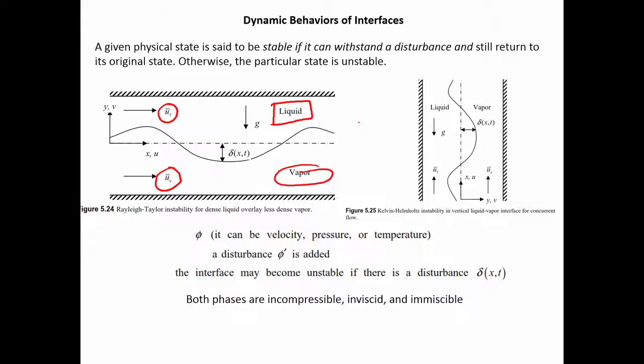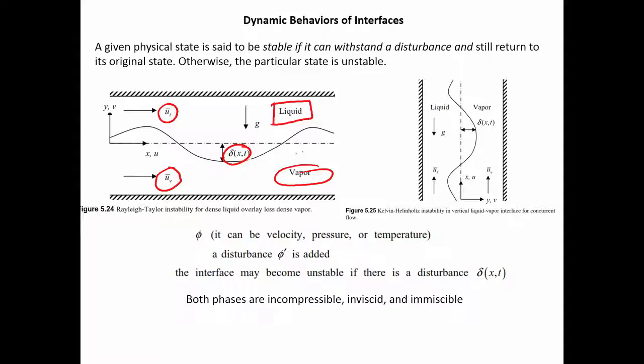Let us not talk about evaporation for the time being. Let us keep this problem very simple. The physical state of this interface is said to be stable if it can withstand a disturbance and return to its original state. If this is the interface and I perturb it, creating a perturbation delta, you can consider it like a string that I clip a part of, so it will naturally oscillate. If this oscillation dies down and it returns to its original flat configuration, then we call this a stable situation. You impose a disturbance, the disturbance decays away, and so it is a stable configuration.